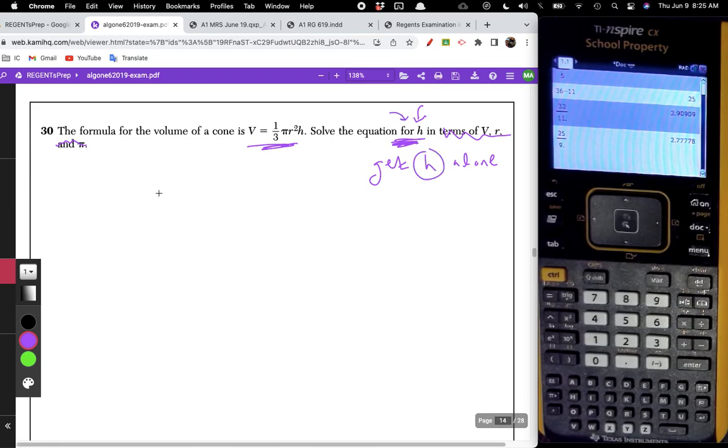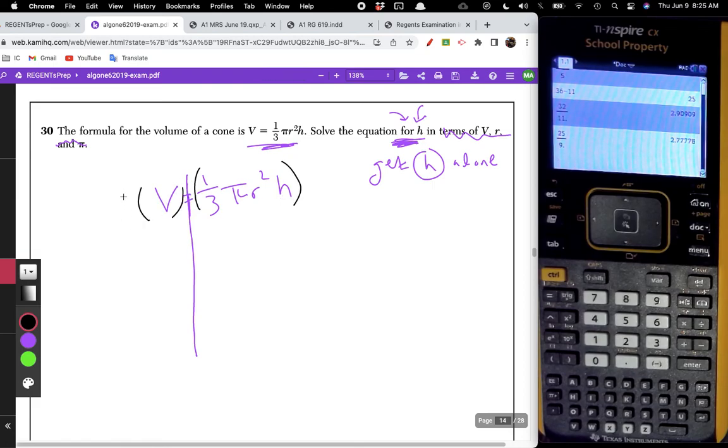So I'm going to rewrite my equation. V equals a third pi r squared h. And I got a bunch of stuff hanging out with h, and let's get rid of it. First thing I like to get rid of is my fractions. So I have a 1/3 over here. I don't like fractions. Anytime I have a fraction, I can just take whatever's on the bottom of that fraction and multiply that by both sides, and it'll go away.